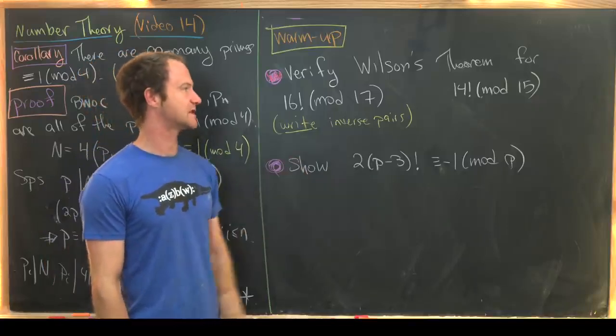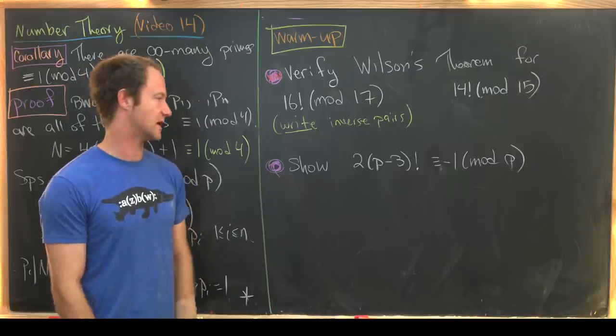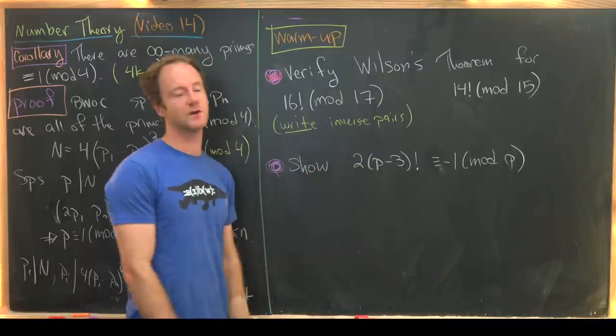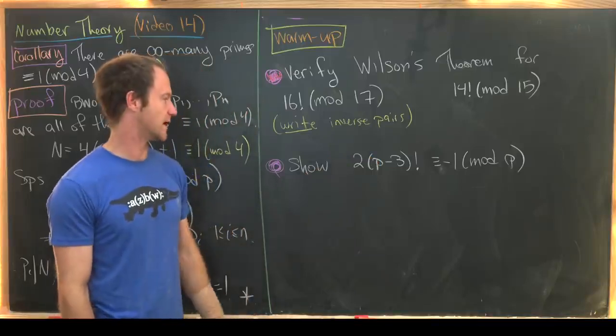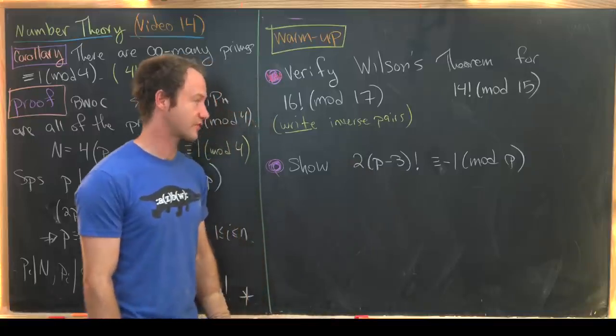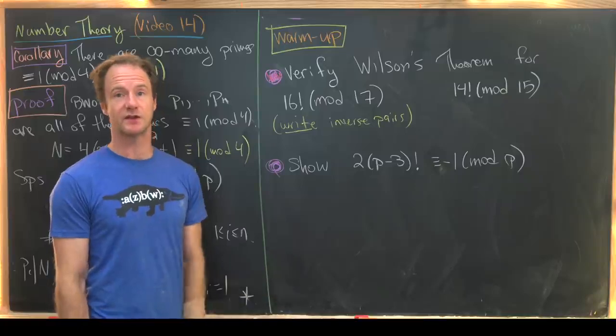And again, let's look at maybe 14 factorial mod 15 for the non-prime case. Then finally, we've got this kind of variant of Wilson's theorem, which is nice to prove as well. And that is, show that 2 times (P minus 3) factorial is congruent to minus 1 mod P. And that's a good place to stop.